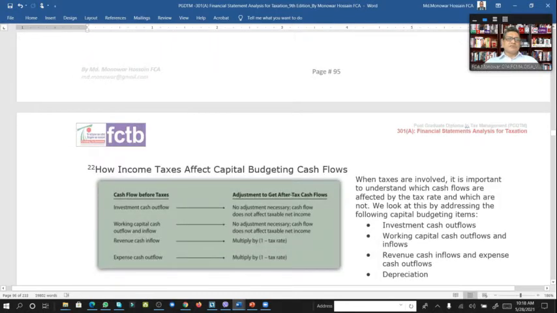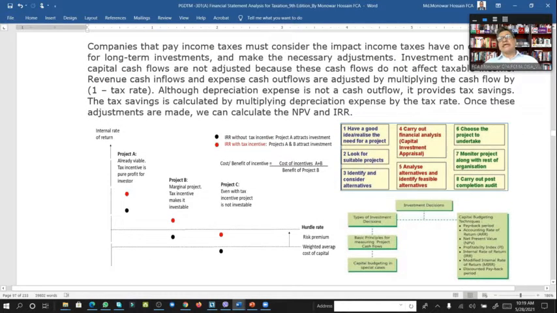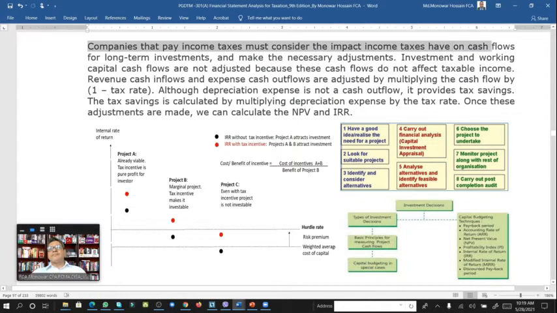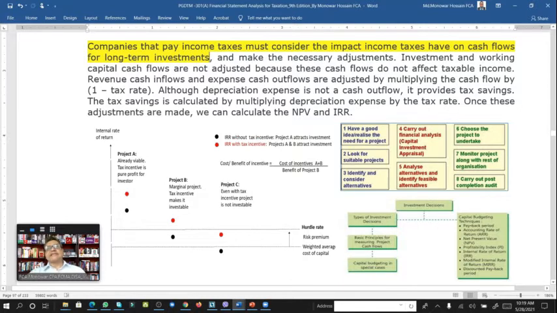I will go through this again. Companies that pay income tax must consider the impact of income tax on the cash flow of long-term investments and make the necessary adjustments. Investment and working capital cash flows are not adjusted because they do not affect taxable income. Revenue cash inflow and expense cash outflow are adjusted by multiplying the cash flow by 1 minus the tax rate, as we know. And although depreciation expense is not a cash outflow, it provides tax saving.